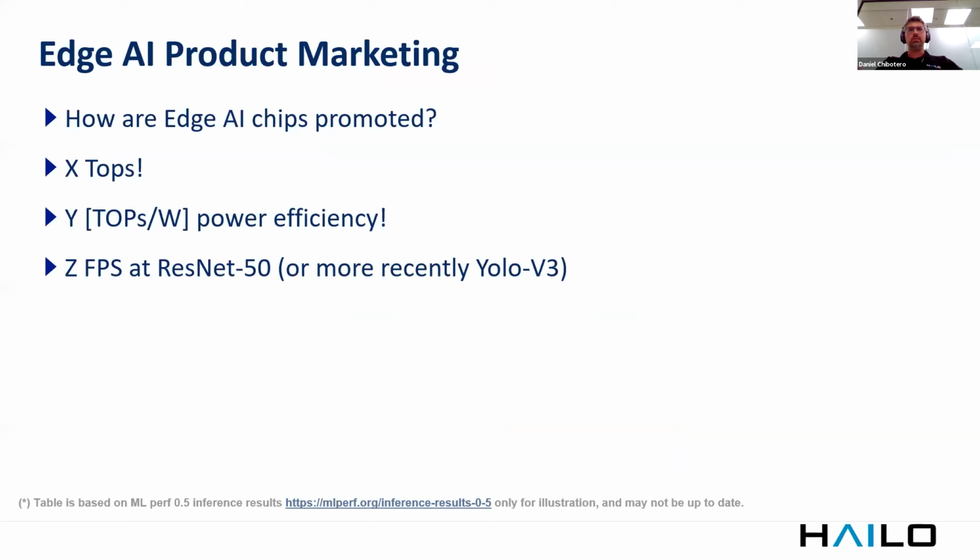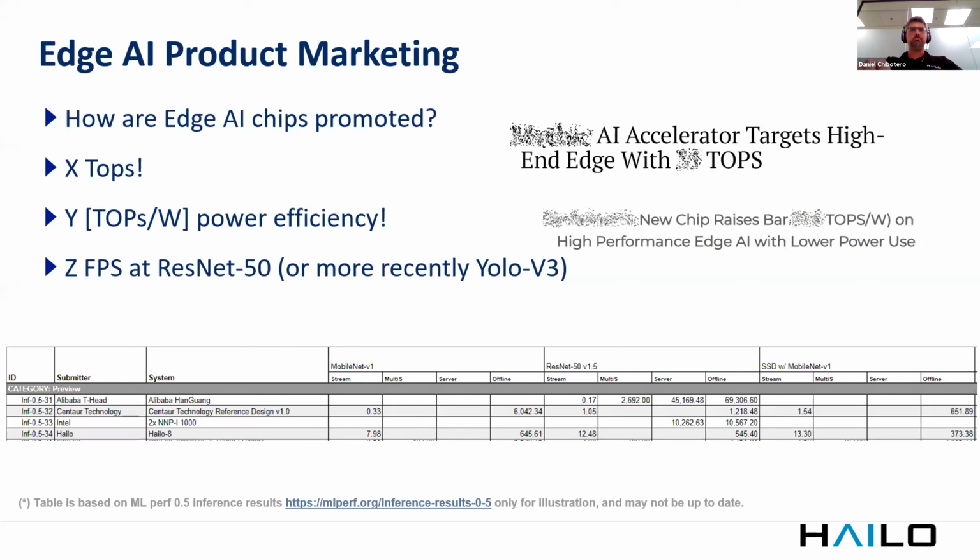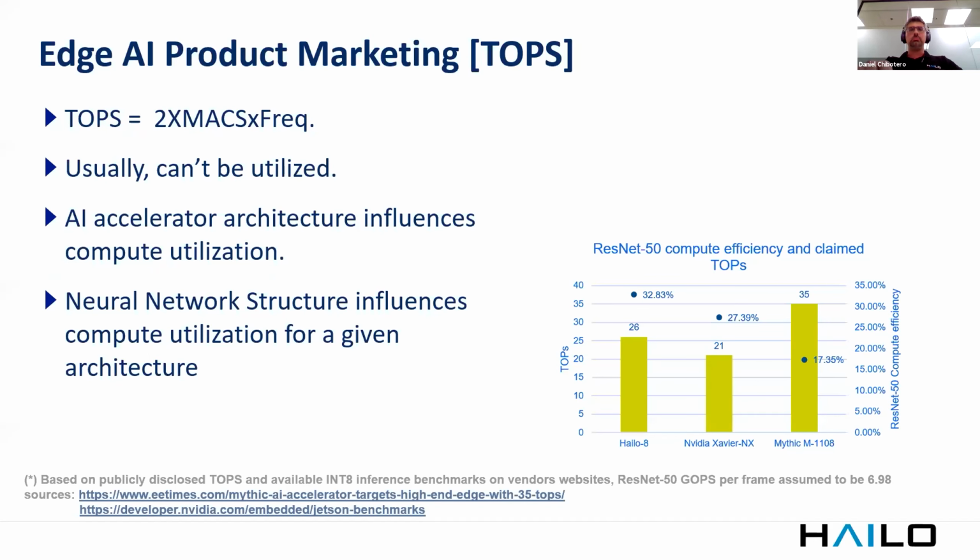I would like to start by having a critical view at how Edge AI products are marketed. So basically, the headlines that you usually see is: our chip has this many TOPS, our chips are power efficient at these TOPS per watt, and our chip is able to run this kind of FPS at the industry standard benchmarks, which is usually ResNet 50 or YOLO v3. And I would like to have a critical look at each and every metric.